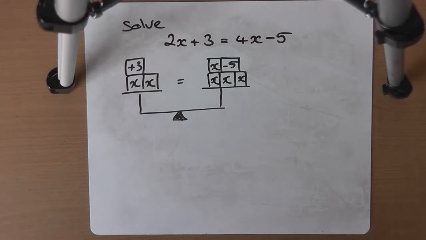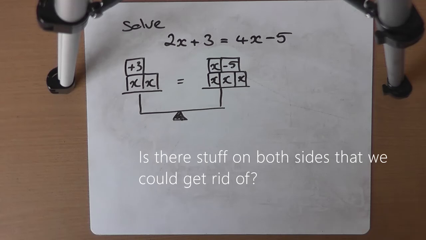Trying to get rid of them, but still keeping the whole thing balanced, would be a really good idea, because then we'd be turning it into something that's more like what we'd like to see. Something that's only got x's on one side of the equal sign, so that we could then solve it with a function machine. So we ask ourselves one very simple question. Is there stuff on both sides that we could get rid of? And when we say stuff, we mean x's.